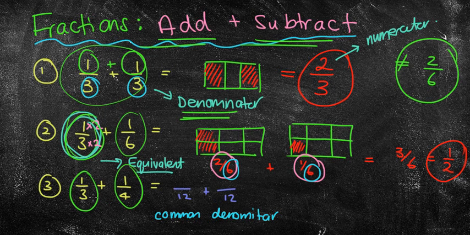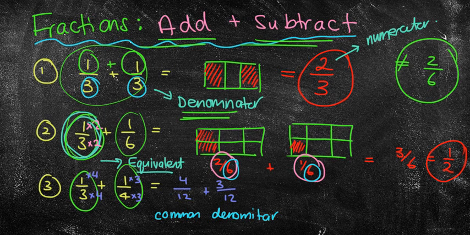So what can we times 3 by to make 12? Well, we can say 3 times 4 makes 12. What I do to the bottom, I must do to the top. So 1 times 4 is 4. I times 4 by 3 to make 12, so times the top by 3. 1 times 3 is 3.